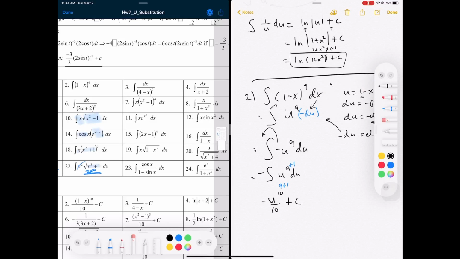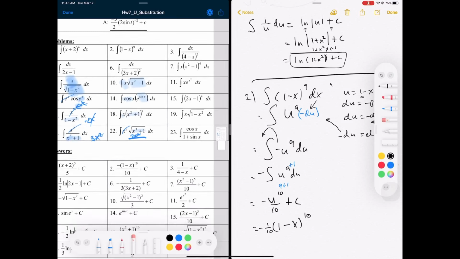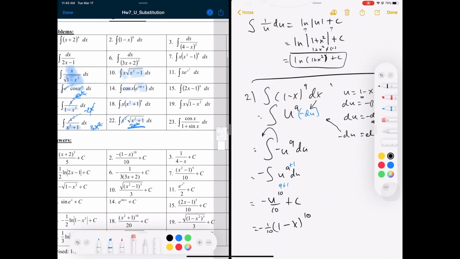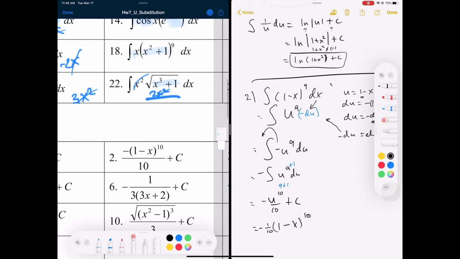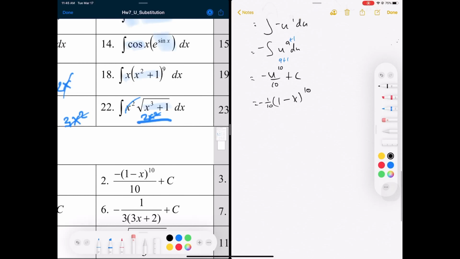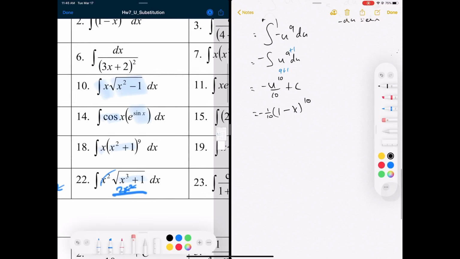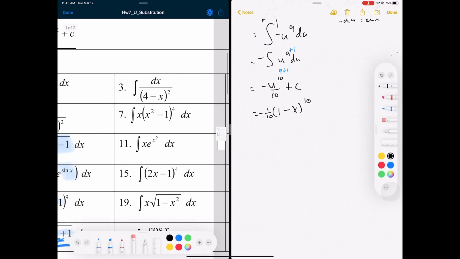Our u value is replaced by negative 1 minus x to the 10th power over 10. I could write that as a 1 over 10 in the front also. And that's the answer right here, number 2. Go back and do the same problem yourself. Let's do number 3.